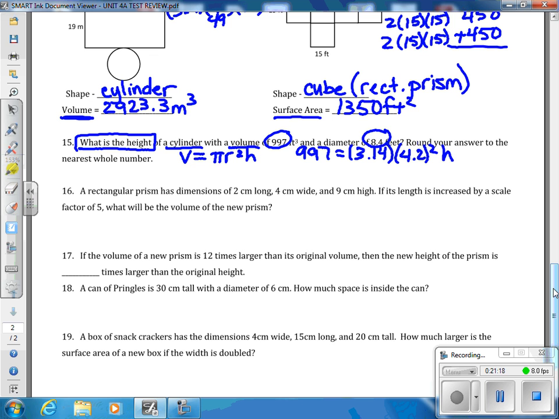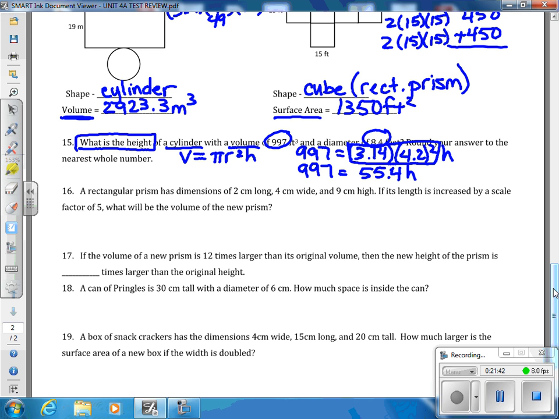Now, in order to mathematically figure this out, you've got to combine all those numbers over there on the side with the h. So you've got to multiply 3.14 times 4.2 times 4.2, or start with the 4.2 squared times 3.14, right? But you have to do those two pieces first. All right, so now that's going to leave you with 997 equals 55.4 h.